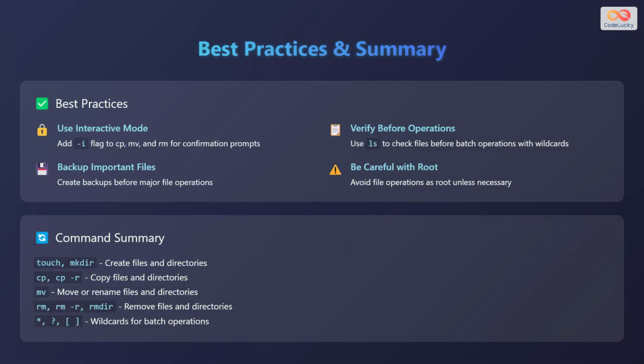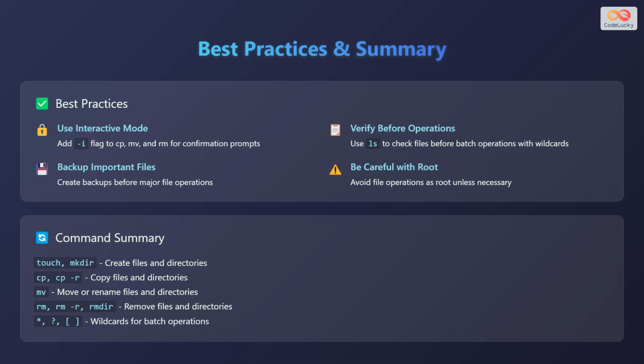Let's recap some best practices. Always use interactive mode to confirm your actions. Add the -i flag to cp, mv, and rm for confirmation prompts. Always verify your intentions before operations. Use ls to check files before batch operations with wildcards. Backup important files. Create backups before major file operations. And be careful with root. Avoid file operations as root unless necessary.